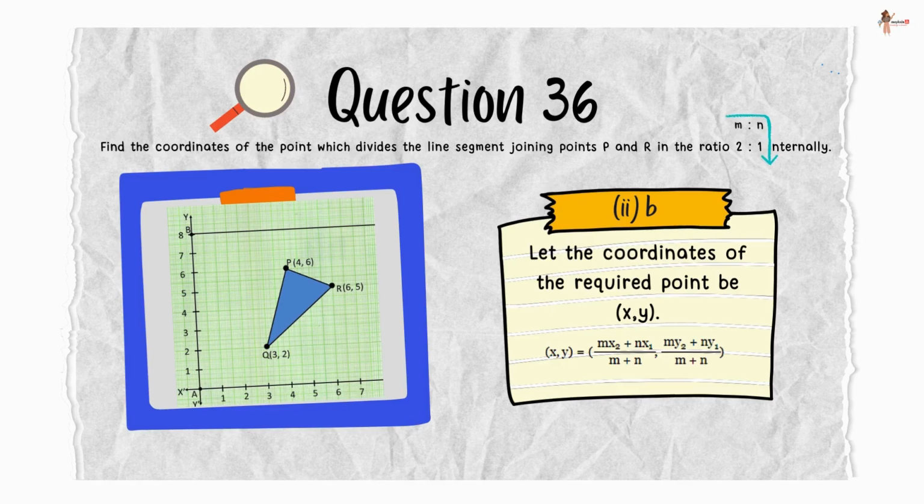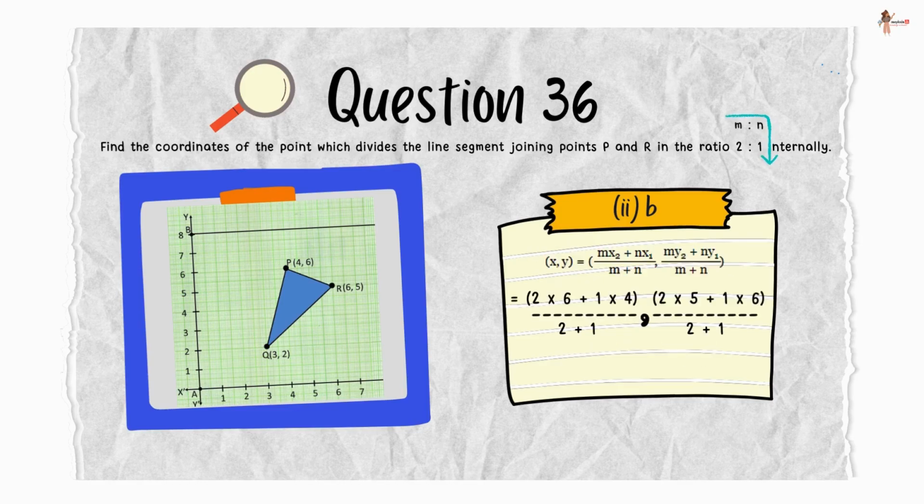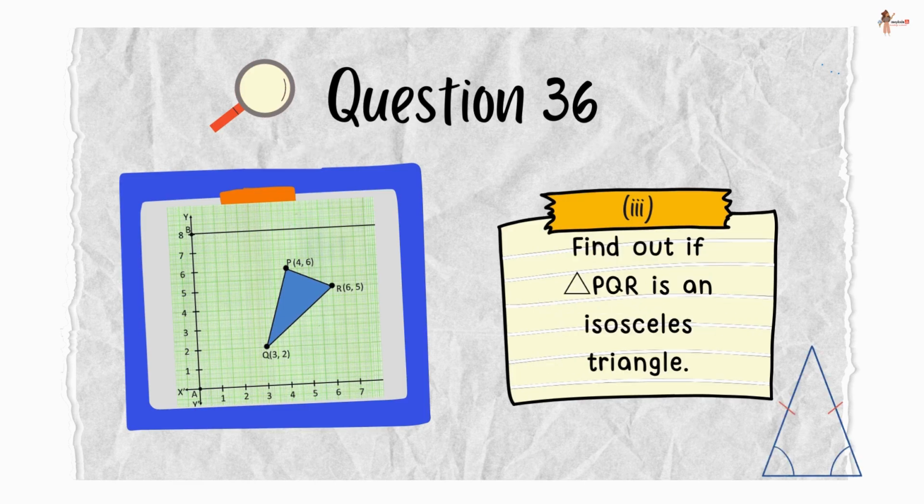Substituting the given values, we get (2 into 6 plus 1 into 4) upon (2 plus 1) is the x coordinate, and (2 into 5 plus 1 into 6) upon (2 plus 1) would be the y coordinate. Therefore, 16 by 3 and 16 by 3 are the x and y coordinates respectively.